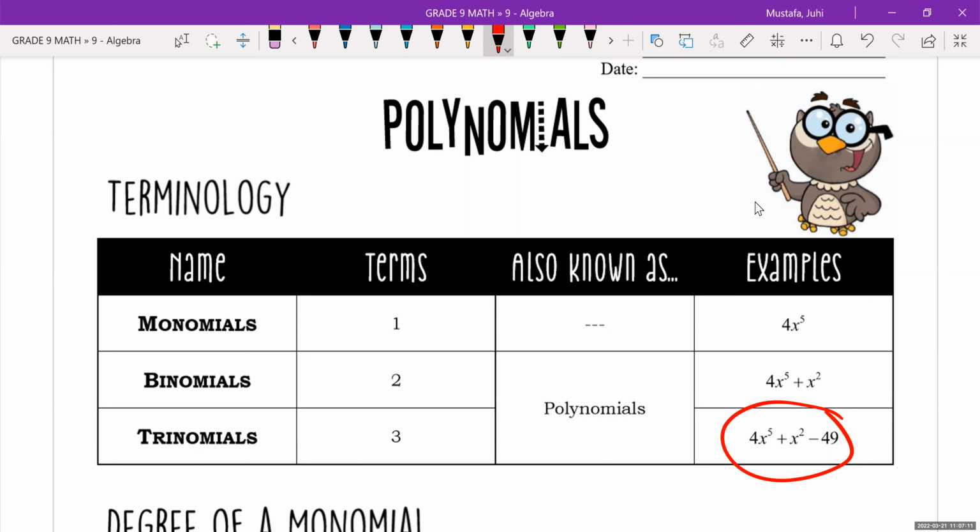So binomials and trinomials are also polynomials. They can be described as polynomials, but I want you to be more specific. If it's 2 or 3 terms, use binomial or trinomial; anything more than 3, you can describe as a polynomial.